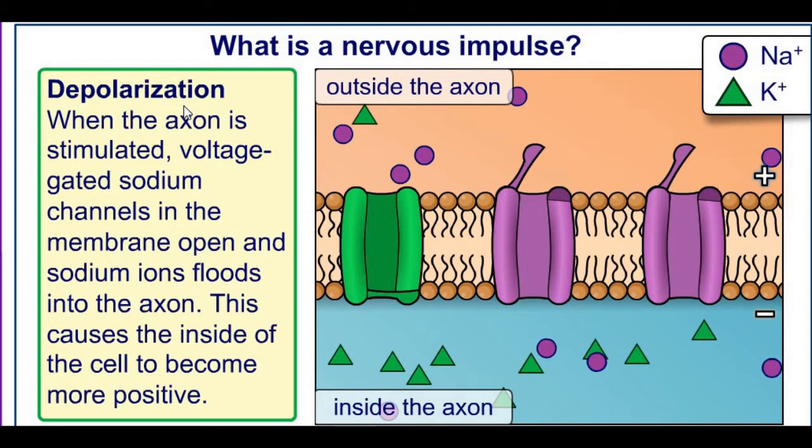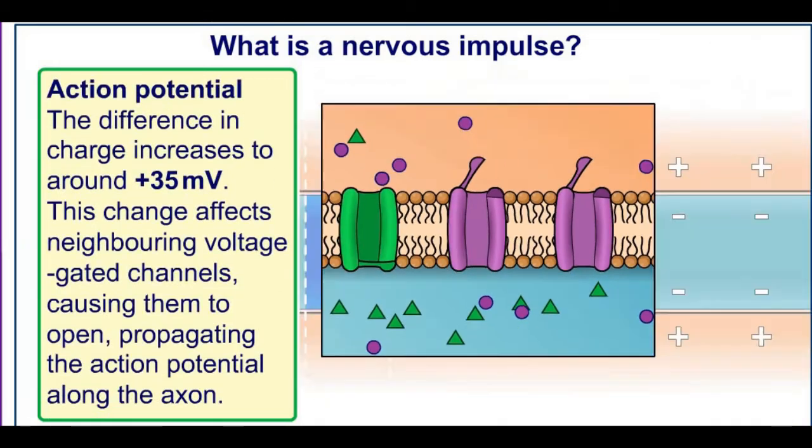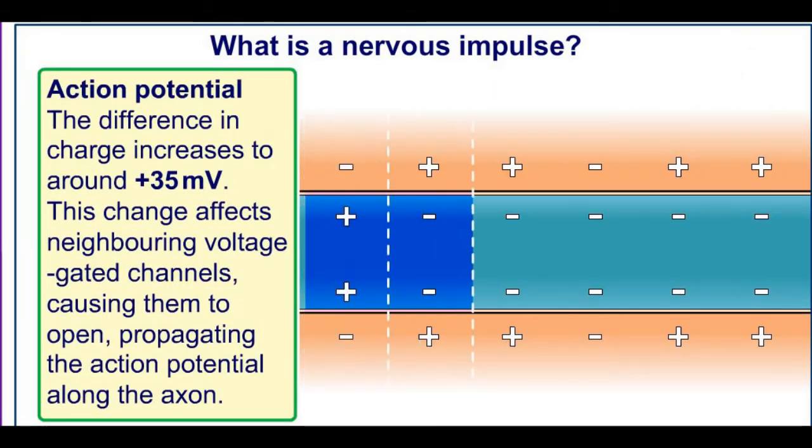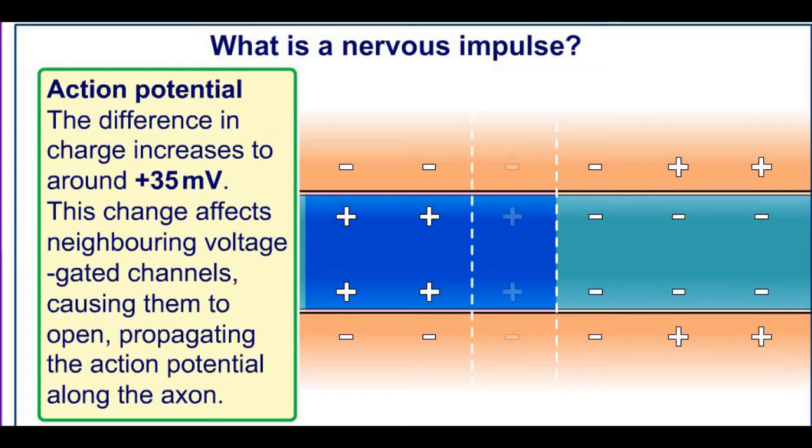Unless we reach minus 55, these gates won't open because they're voltage gated. They need to hit a certain voltage for them to open. So when they hit minus 55 millivolts, they're going to open, and all the sodium is then going to rush in. So we're going to depolarize, and this is going to cause a change from minus 70 roughly. It hits the gated channel at minus 55, and then it's going to go positive, plus 35 millivolts.